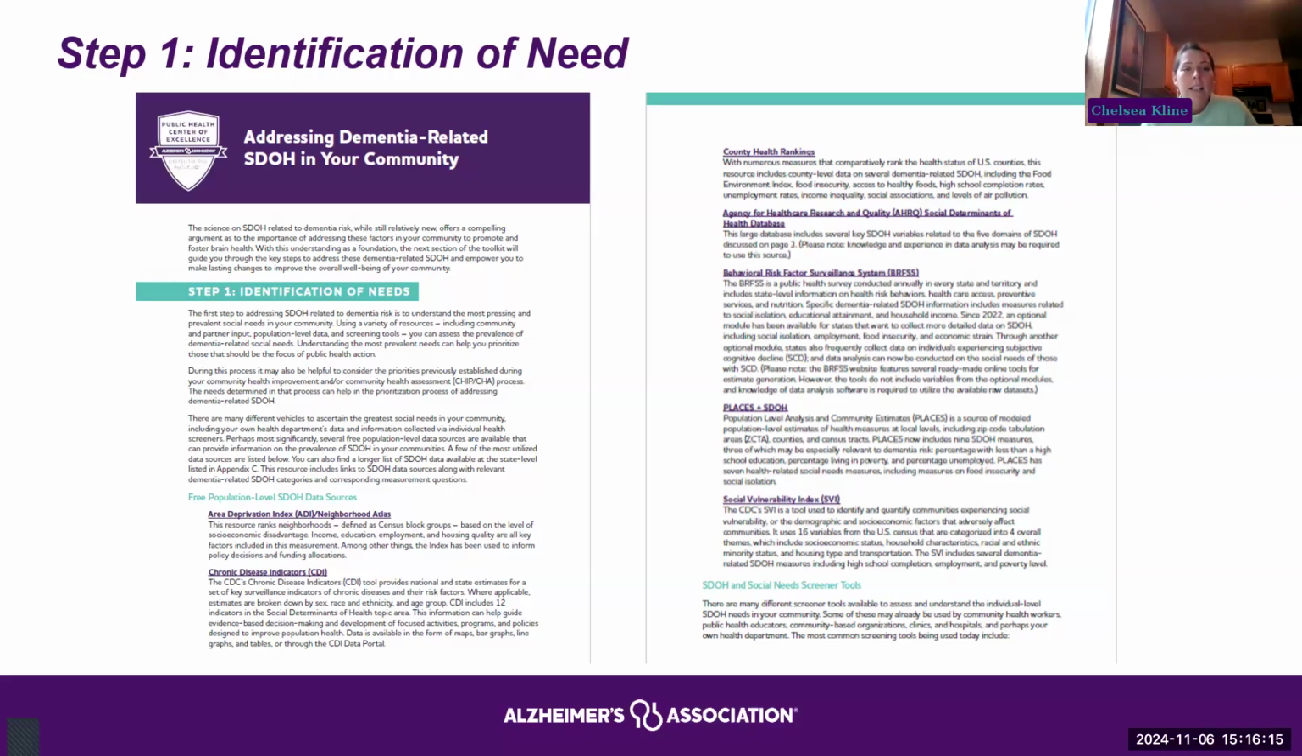We also understand that some communities might be more interested in what social needs look like at the individual level. So we also have linked a few SDOH and social needs screener tools, like the Prepare tool, that help you get a layer deeper to understand what individual needs look like in your community. And then from these different data and tools, our hope is that you would then be able to figure out what is that prioritized area of action, that prioritized SDOH that you would like to focus on. Next slide, please.